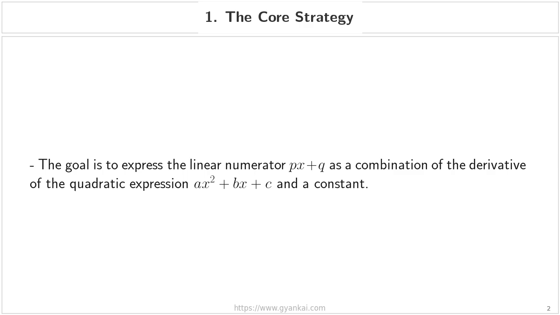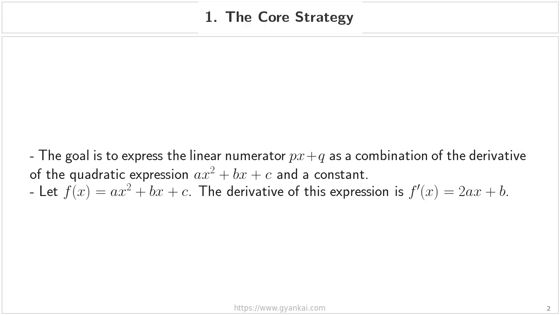Think of it like breaking down a complex term into more manageable pieces. Let's define our quadratic expression as f of x equals x squared plus bx plus c. This is just to make things a little cleaner to work with. Now, if we take the derivative of f of x, we get f prime of x, which is equal to 2x plus b. Remember your basic differentiation rules, the power rule applied to each term.